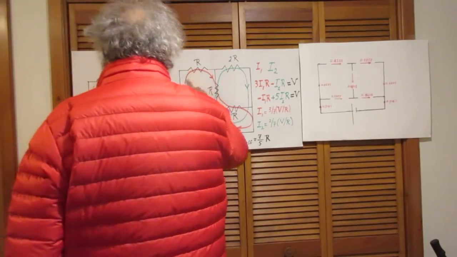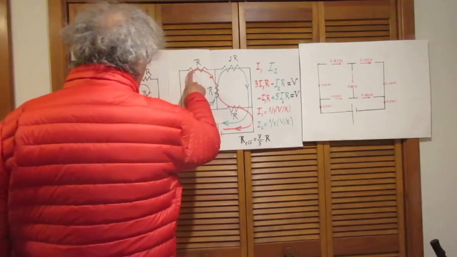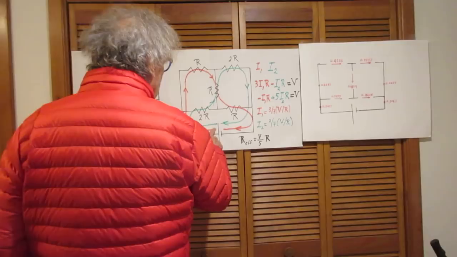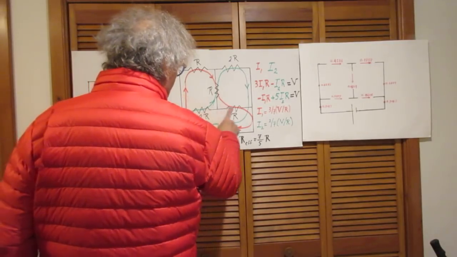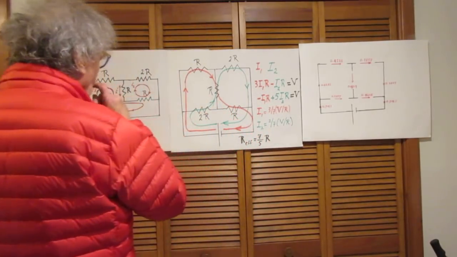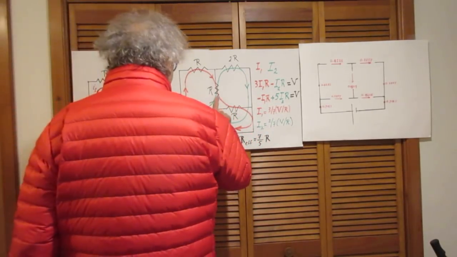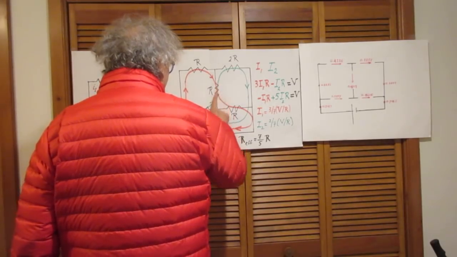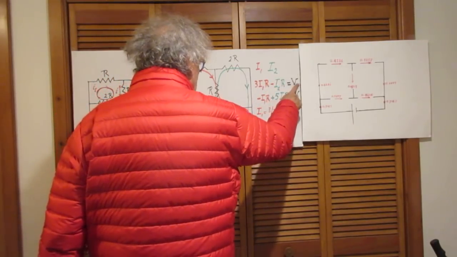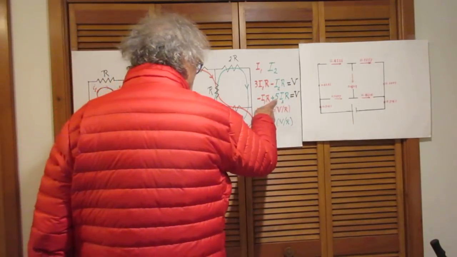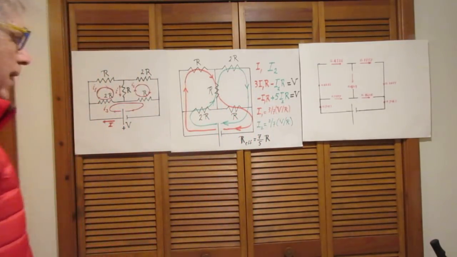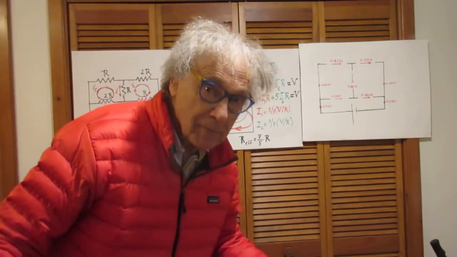Let's start with the red one. The red one goes through one R, another R, and another R. Three R's. So that we get three I1 R. However, the green one goes up, so I have to subtract that. So I must subtract I2 R, and that's V. You do the green one on your own, and you will get this equation. You get now two equations with two unknowns.